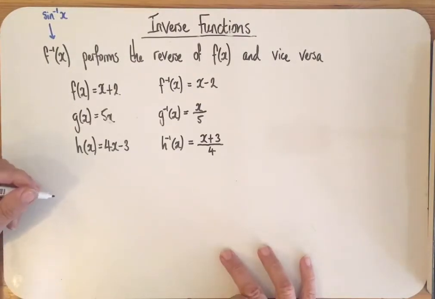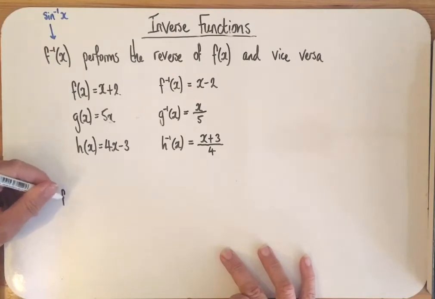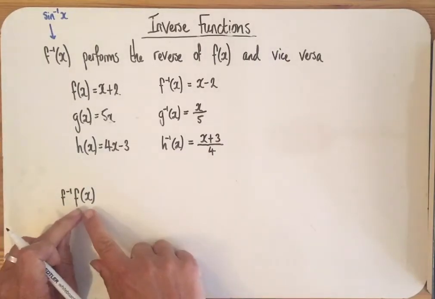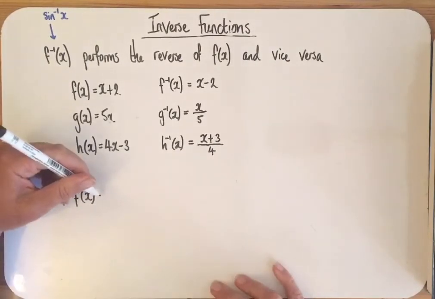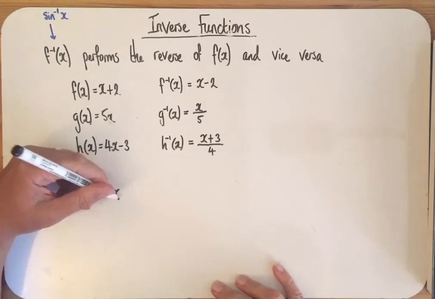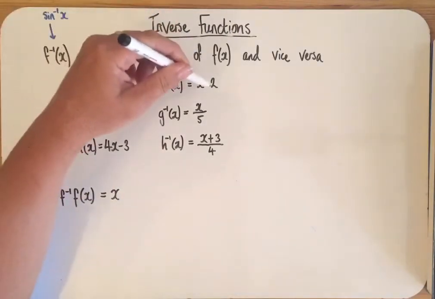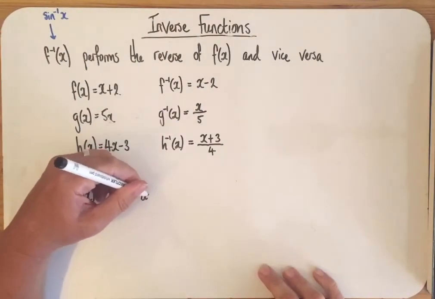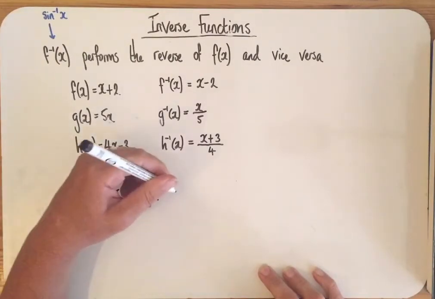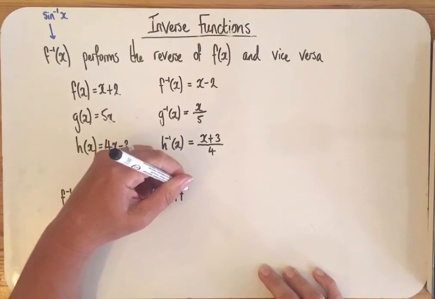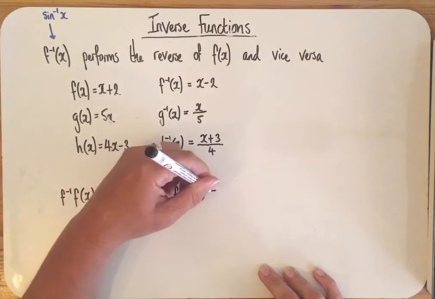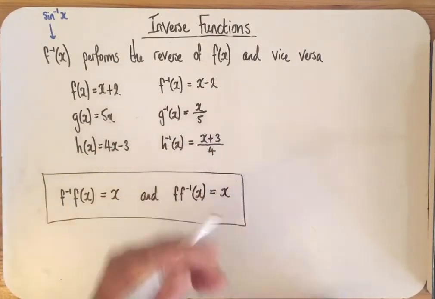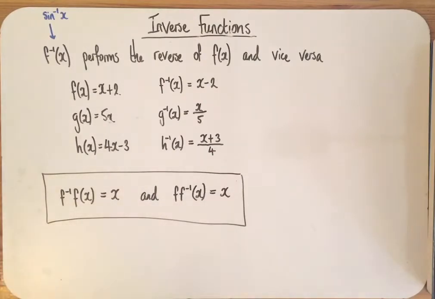So if you do a function followed by the inverse, which will be that way round, so I'm applying the function followed by the inverse, that will equal x. So if I add 2 and then minus 2, it just takes me back to where I started. And if you do the inverse followed by the function, that will also equal x. So it undoes the function, the inverse.